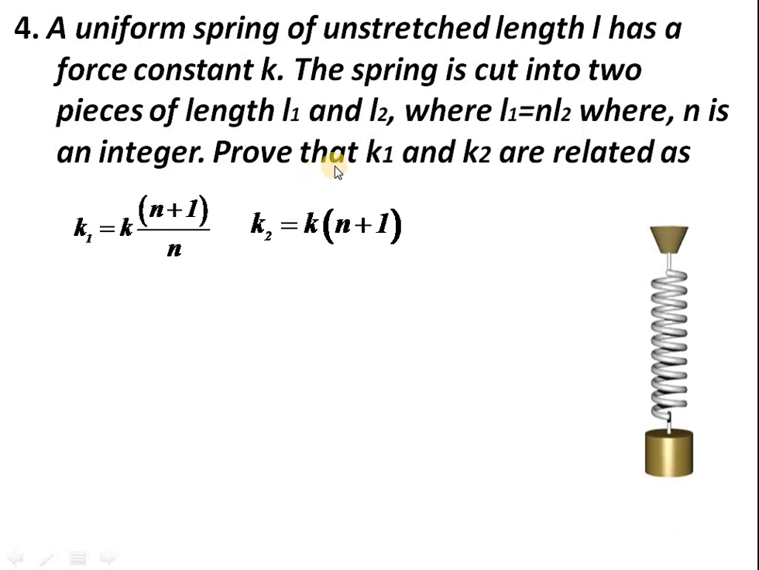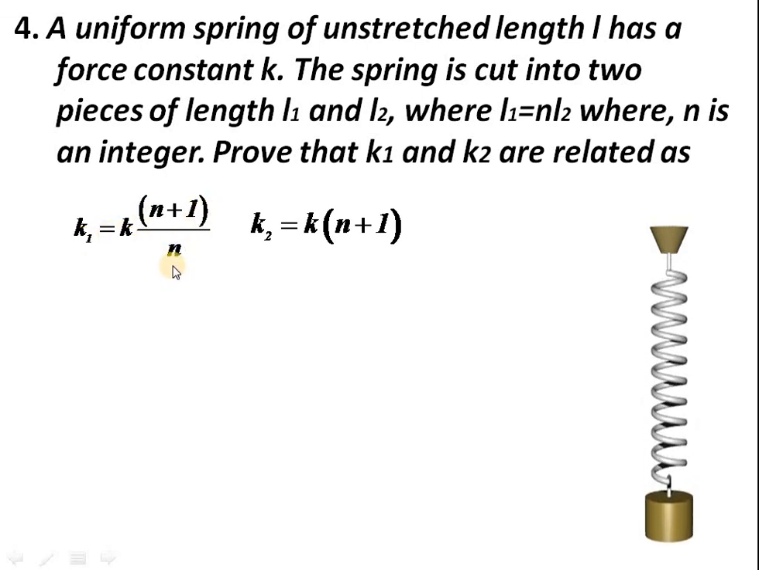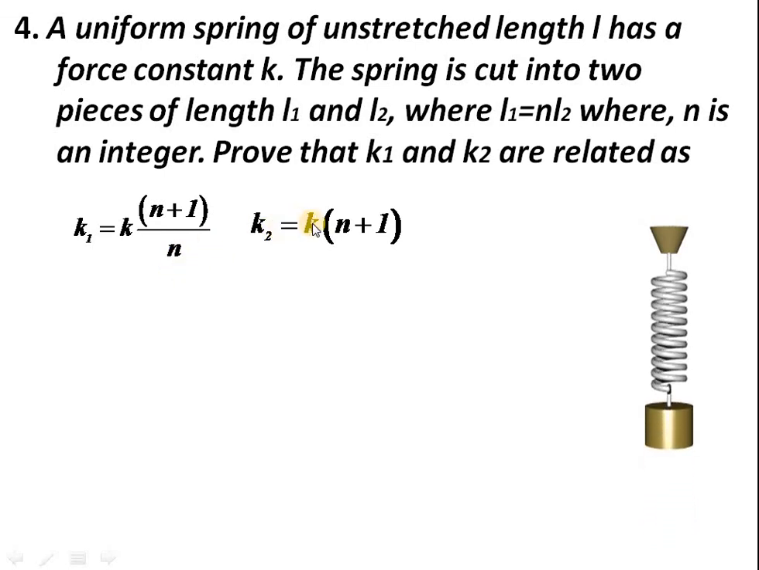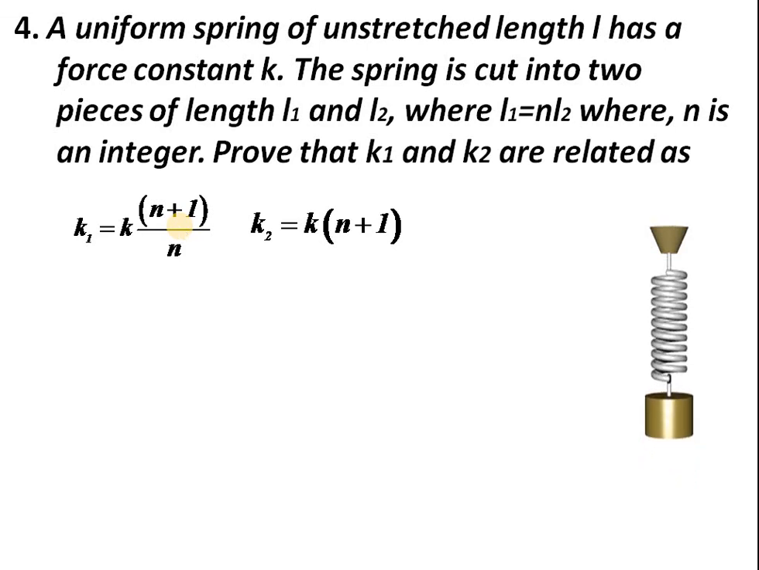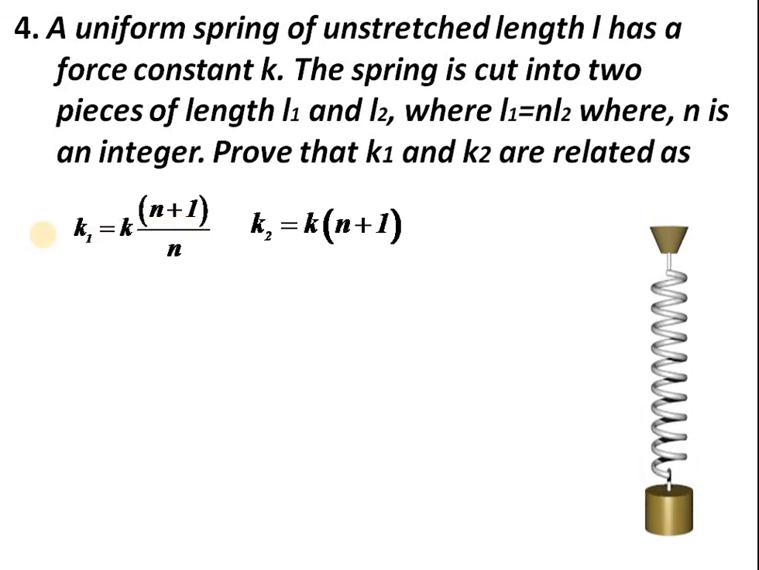So what do you have to do? You prove that K1 and K2 are related as K1 is equal to K n plus 1 by n, and K2 is equal to K into n plus 1. What are K, K1 and K2? K means the spring constant of the uncut, original spring, and K1 and K2 are the spring constants of the pieces. Okay, we have two pieces.